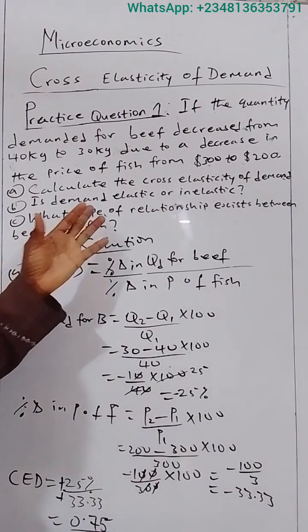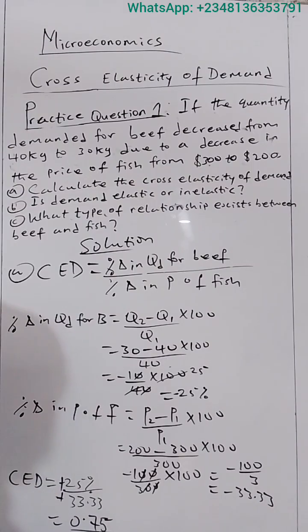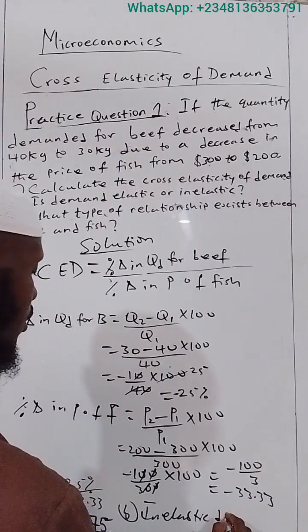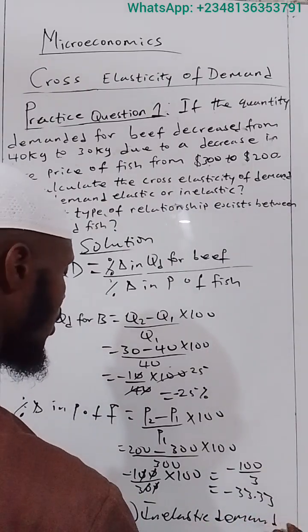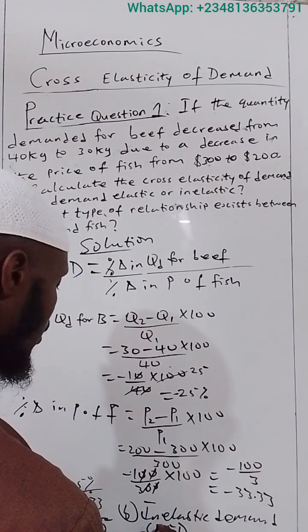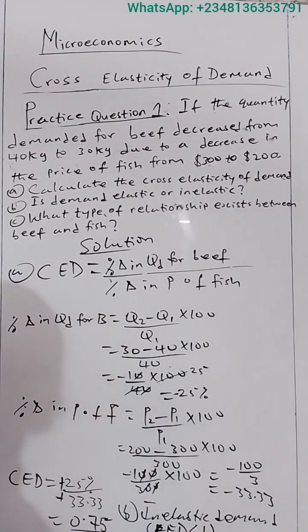Then the question says, is demand elastic or inelastic? You look at the coefficient here, it is less than 1. 0.75 is less than 1. Therefore, the answer to B is that it is inelastic demand. Why? Because the cross elasticity of demand is less than 1. That is why it is inelastic.